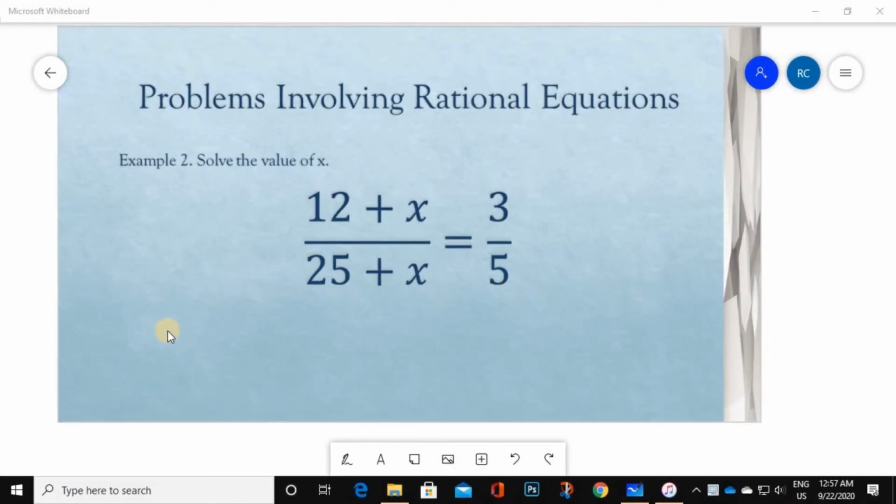Okay, for example number 2, solve the value of x. 12 plus x over 25 plus x equals 3 over 5. In this example, we can apply what we call a cross product, or cross multiplication, from the numerator of the left side times the denominator of the right side.